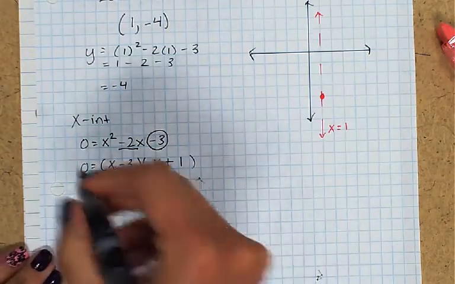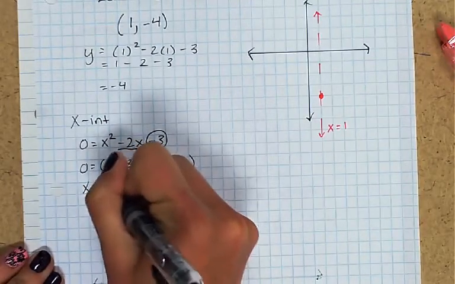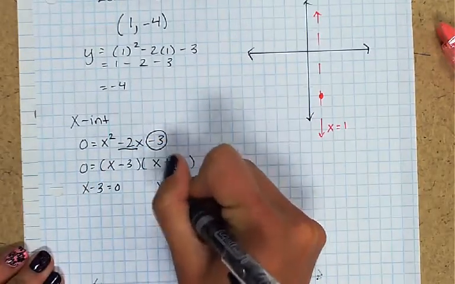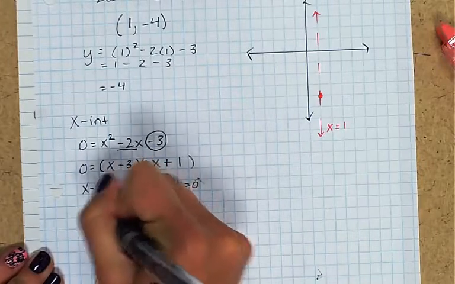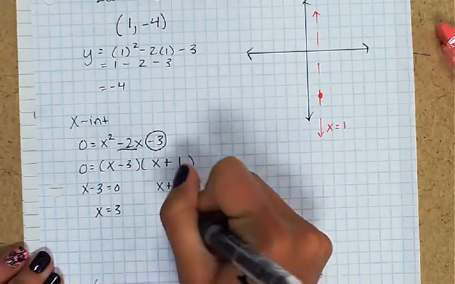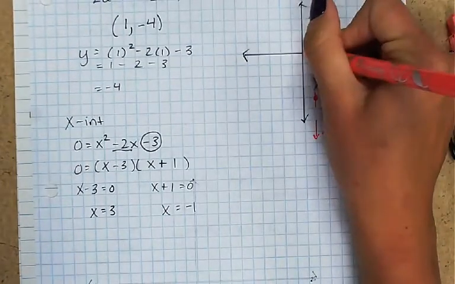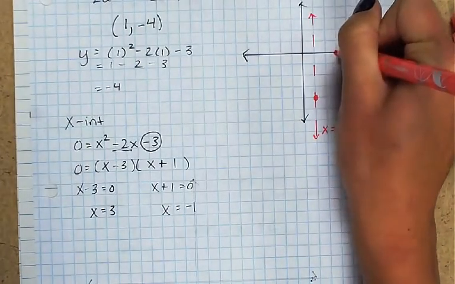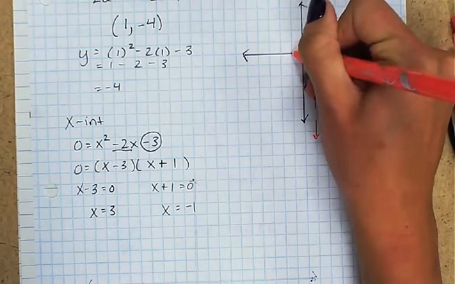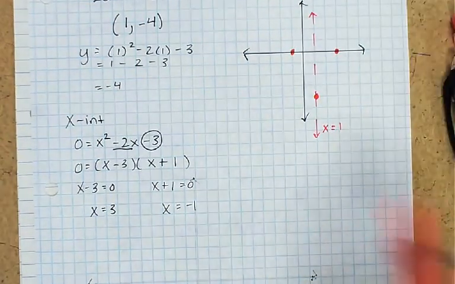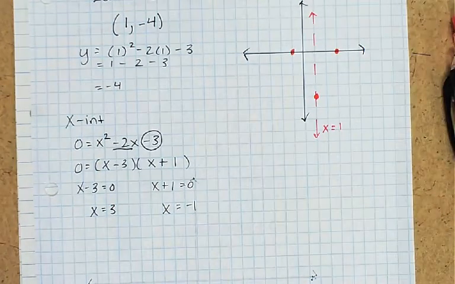So from there, and we're not quite done yet, you have to set each individual factor equal to 0. So add 3 to both sides, subtract 1 from both sides. So our x-intercepts are going to be at 3 and at negative 1. Okay, and look at that. They mirror each other perfectly there.